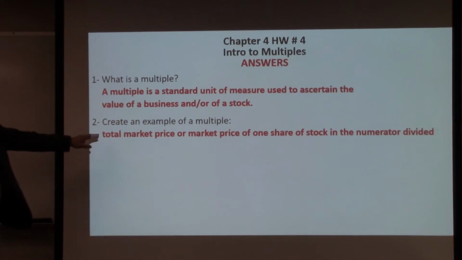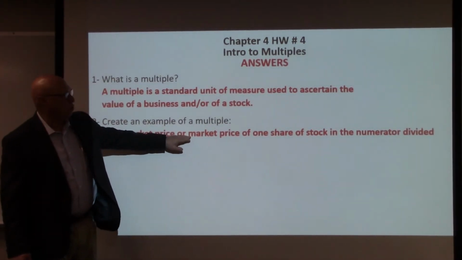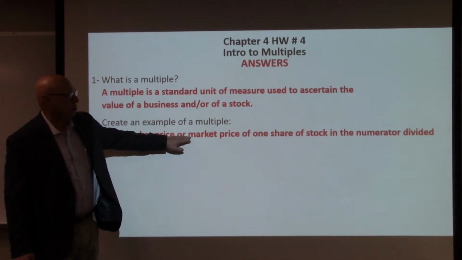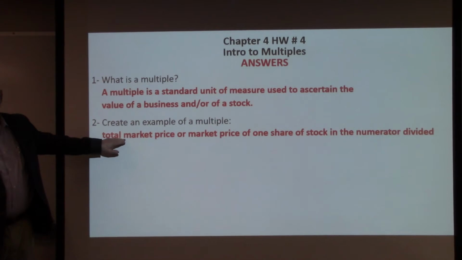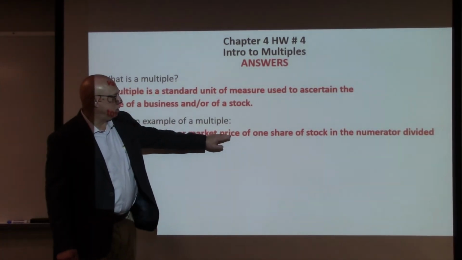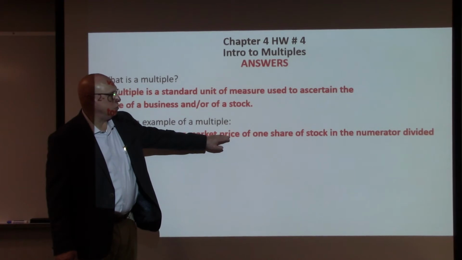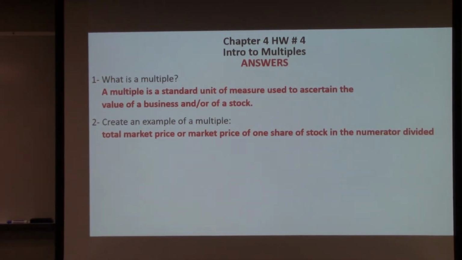Okay, we take the total market price for a business, a price that's been paid for a business, or the market price of one share of stock. And we find this from the market, the marketplace. What did someone pay in total for a business? Or what did someone pay for one share of stock? And we put that in the numerator of the multiple.